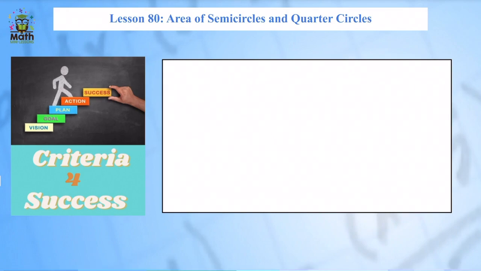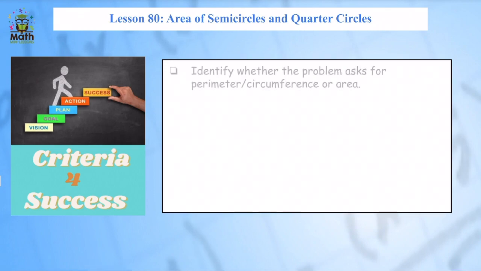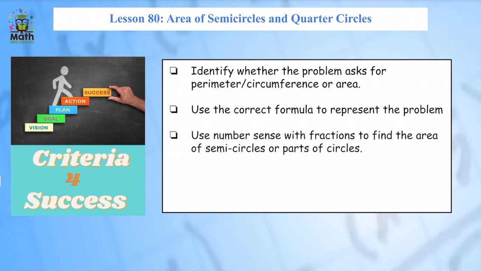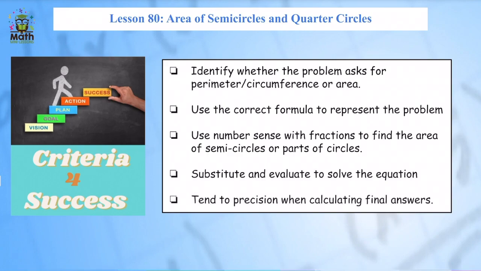Welcome to lesson 80. We're going to talk about semicircles and quarter circles and use this to find area of these compound figures. So watch out for how we identify whether the problem is asking for perimeter or circumference or area, how we use the correct formula or formulas to represent the problem, how we use number sense with fractions to find area of semicircles or a part of a circle, and this will ask for half circles and possibly even quarter circles, how we substitute and evaluate to solve the equation, and watch for how we demonstrate we can attend to precision when calculating final answers.